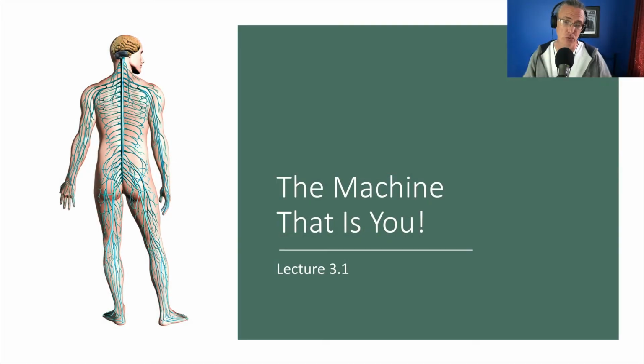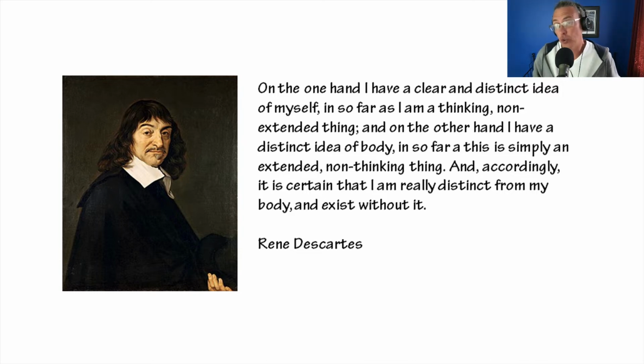So let's start here. Chapter 3, Lecture 1, The Machine That Is You. And I want to kind of hearken you back to Cartesian Dualism that I introduced you to. And remember, that was Descartes' notion that there were sort of two senses, two aspects of ourselves. Let's just read this. On the one hand, I have a clear and distinct idea of myself, insofar as I am a thinking, non-extended thing. On the other hand, I have a distinct idea of body, insofar as this is simply an extended, non-thinking thing, and accordingly, it is certain that I am really distinct from my body and exist without it.